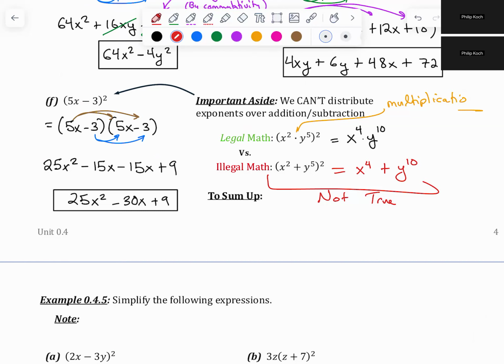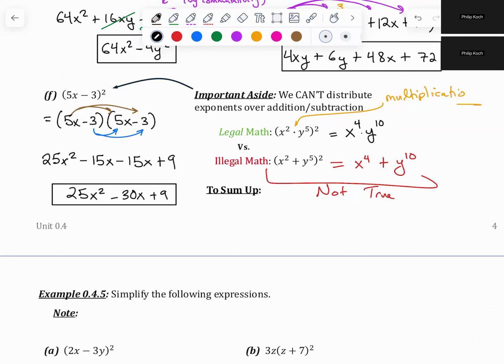So to sum up, if you have blank plus or minus blank to a power, we cannot distribute the exponent; you need to distribute.